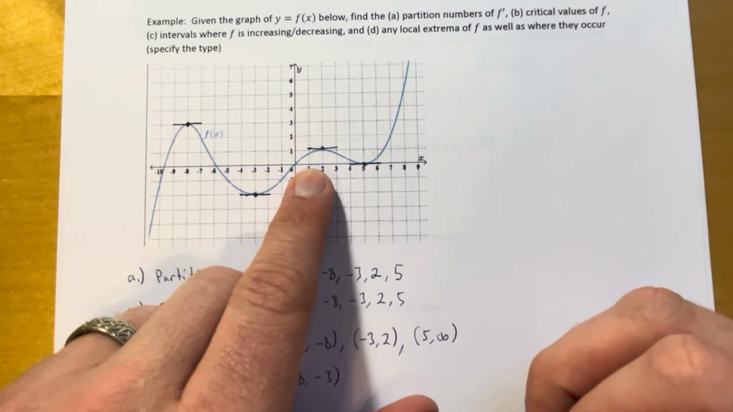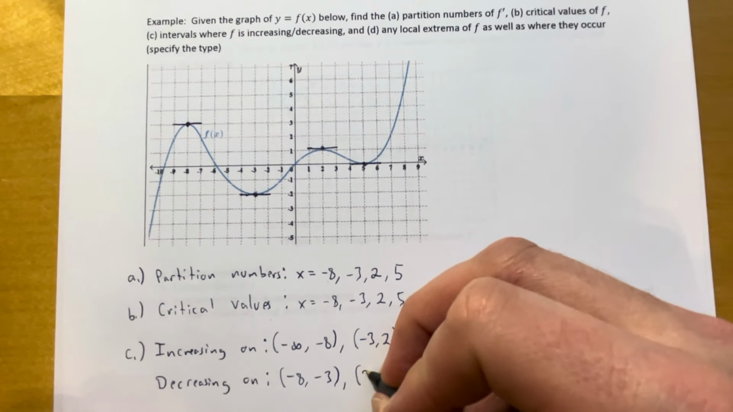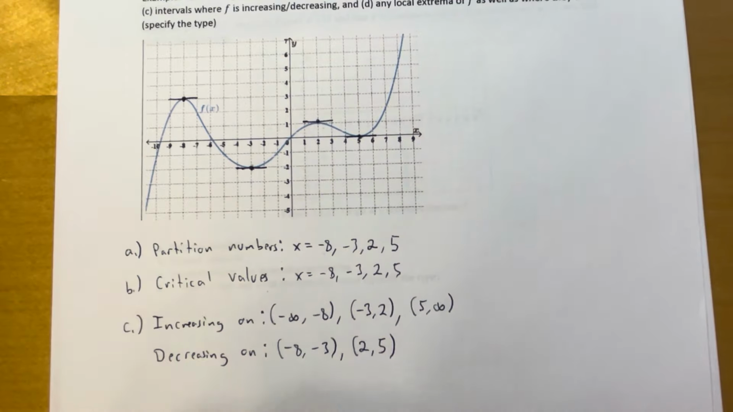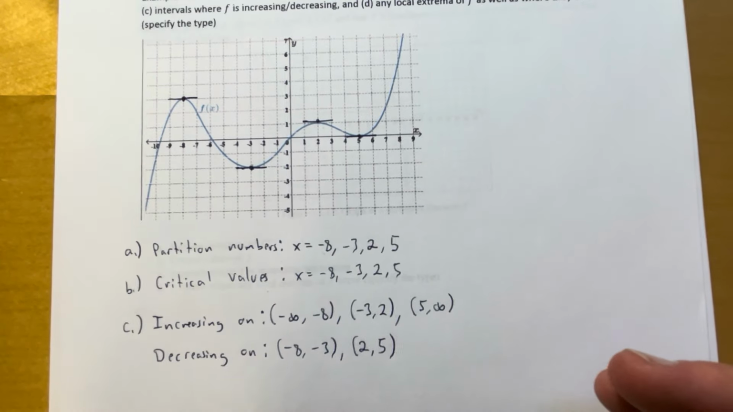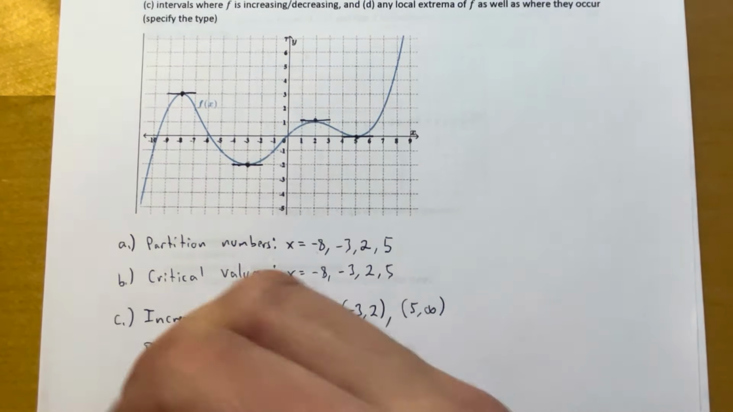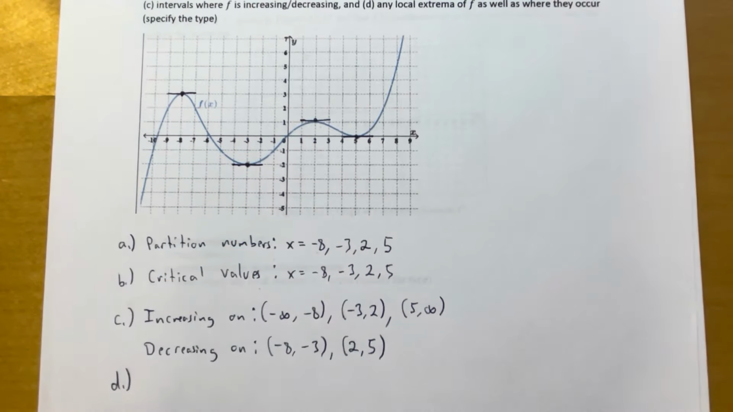And then again here from 2 to 5. Okay, and again, normally we would be looking at the algebraic representation of a function and then using the first derivative along with some analysis of that to get these intervals. But from a graph, we can just visually see what's going on without having to do that extra work.